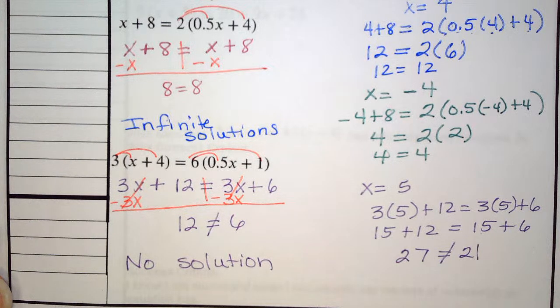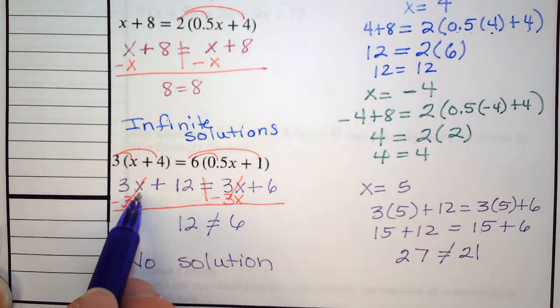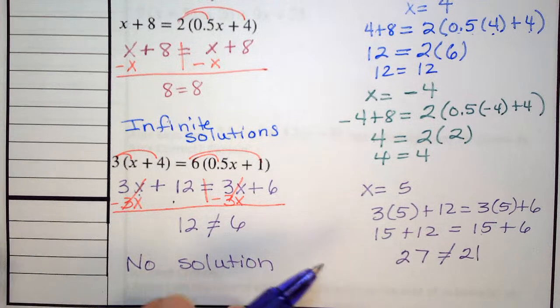So, if they're identical, you've got infinite solutions. If they have the same coefficient with the same variable, but different constants, you will never ever find a solution.